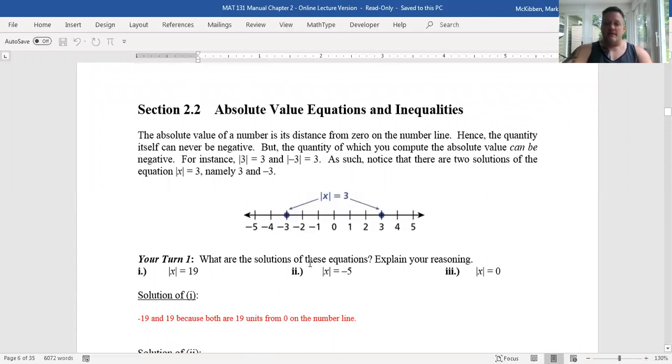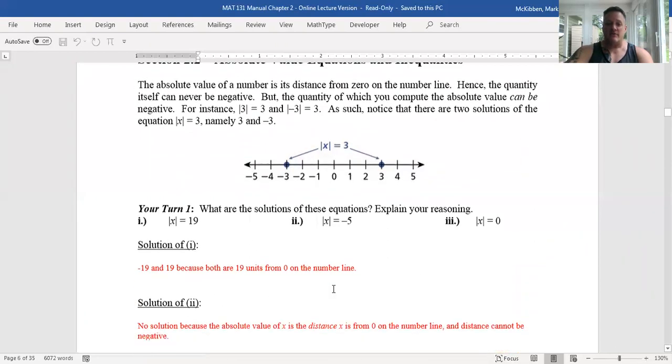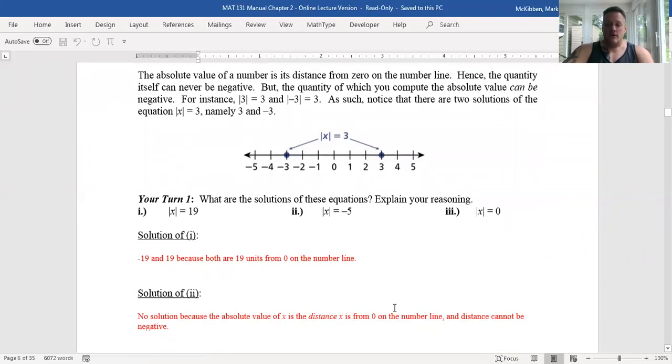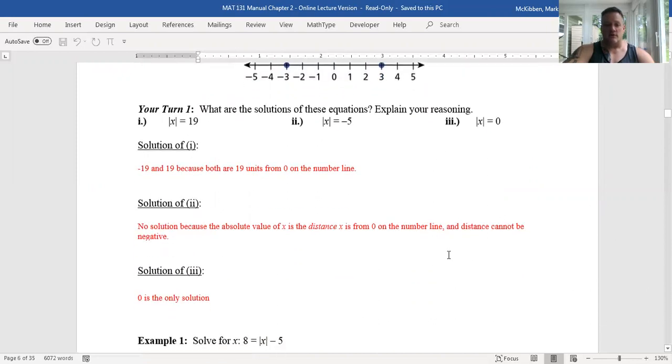For this one, the absolute value of a real number is -5. By our interpretation of absolute value, it's a distance, and distance cannot be negative, so there could be no real number whose absolute value is -5. It has no solution. And finally, the absolute value of x is 0. What real numbers are 0 units away from the origin? There could only be one. You couldn't have moved away from the origin to get that number. So the only solution is 0 itself.